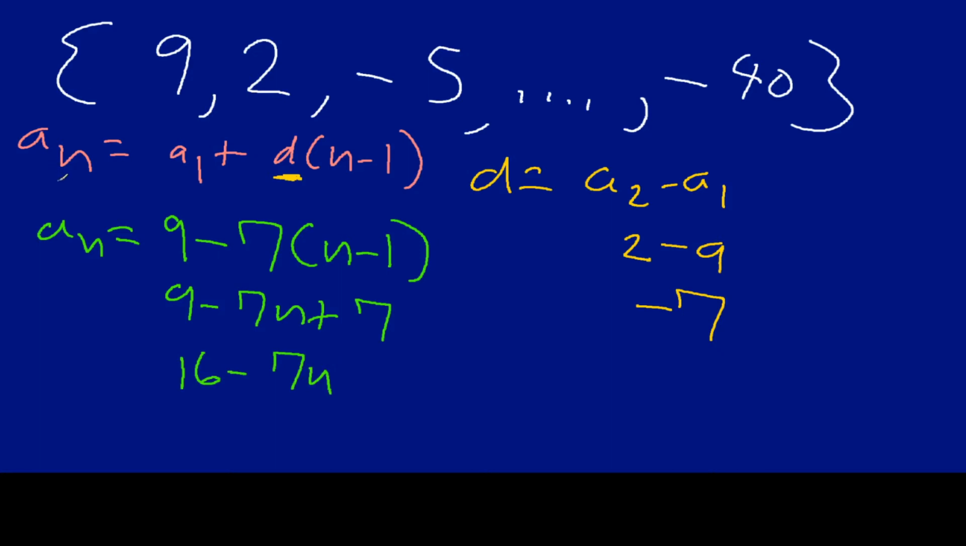Now, this is where things get complicated. To figure out our answer, we take our final term and plug it into our a sub n. Let me show you this on the next slide. I'm going to take -40. You've seen this before. That is our final term. I guess you could call it our terminal term. I think that's the official term. No pun intended. It equals 16 minus 7n.